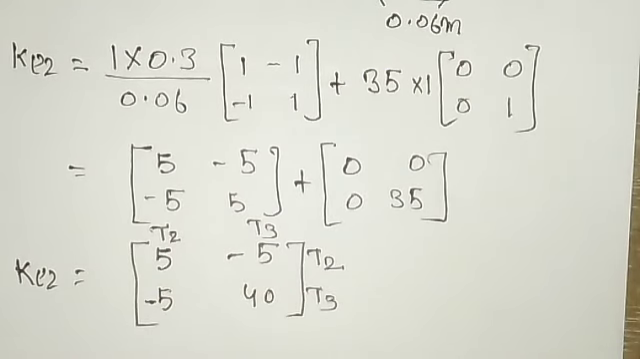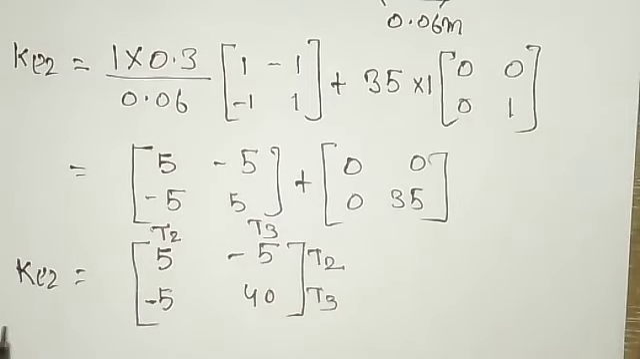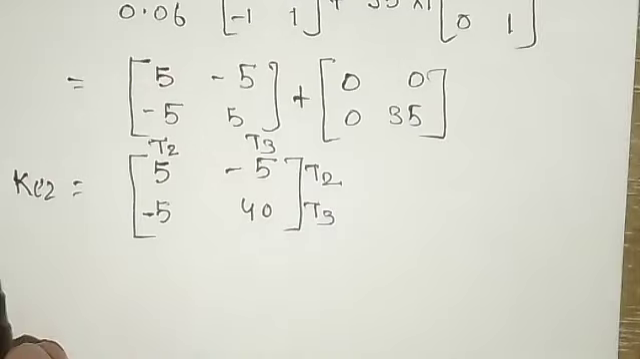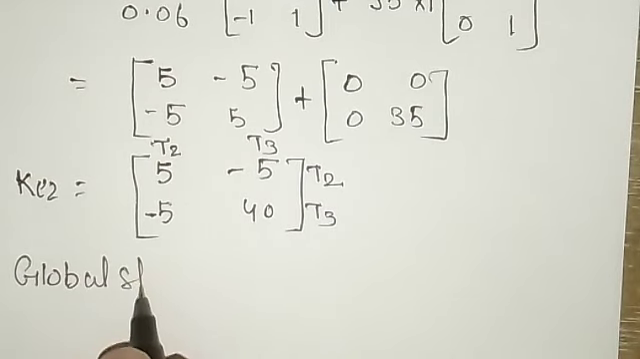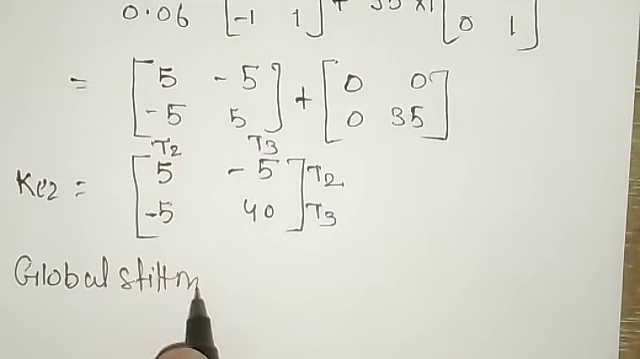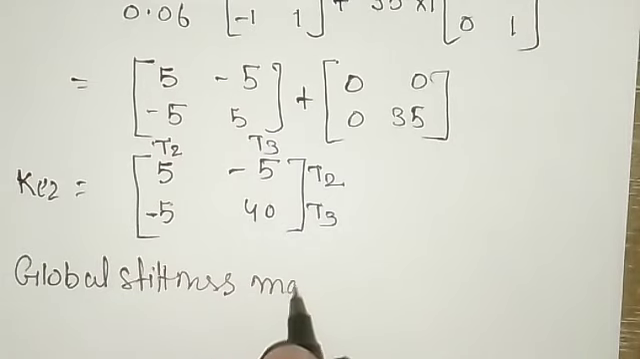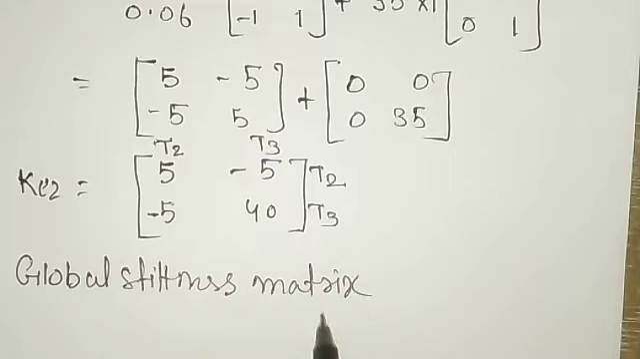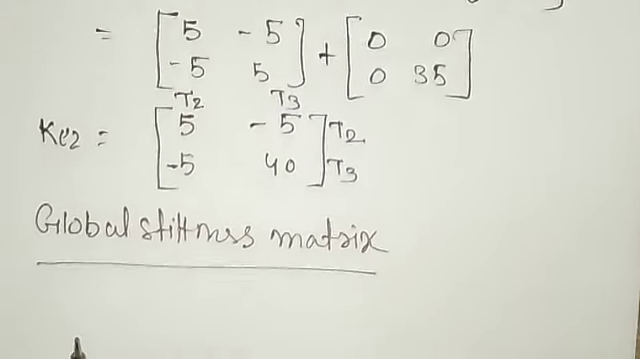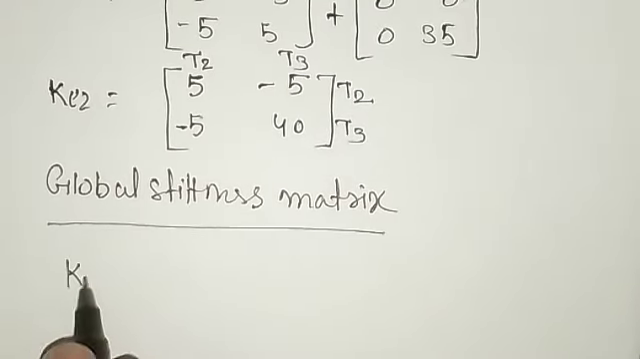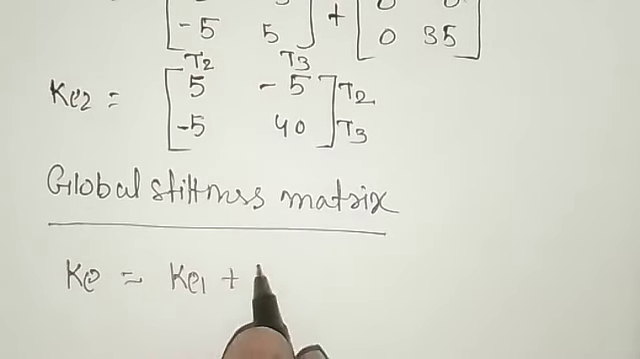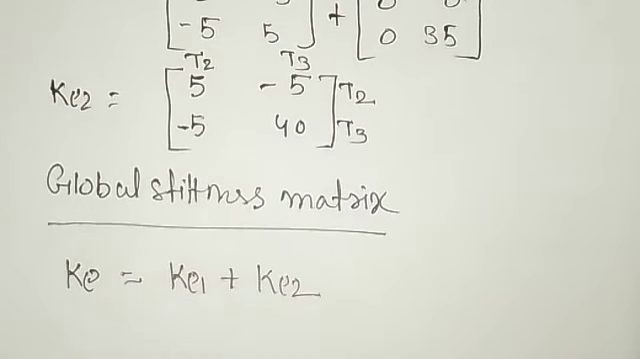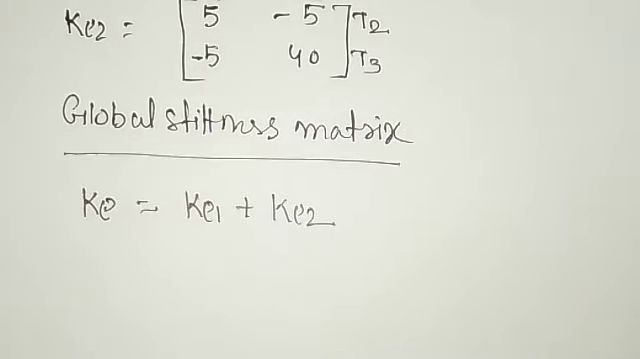Now we need to globalize them, which means we have to add element stiffness matrix 1 and stiffness matrix 2. So we can write the global stiffness matrix. The global stiffness matrix KE is equal to KE1 plus KE2, right? So simply we are adding these two matrices.